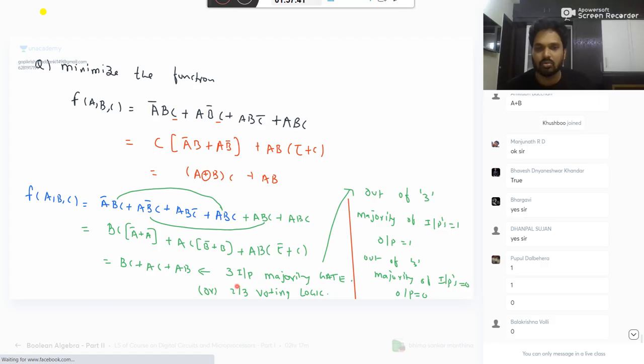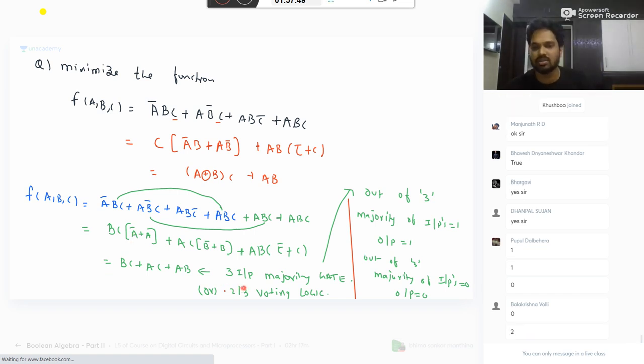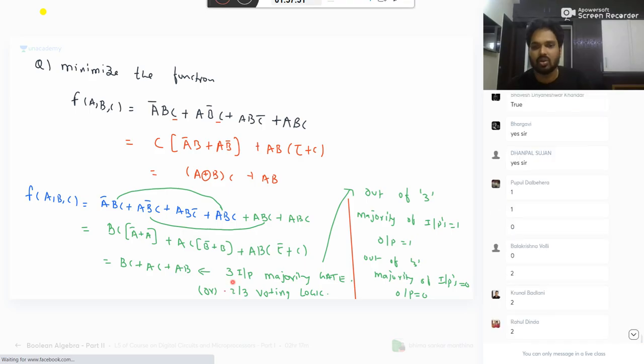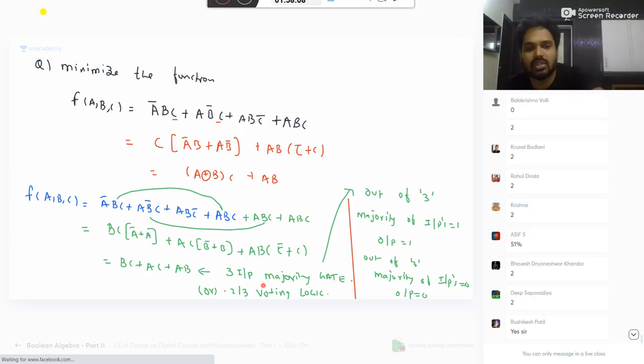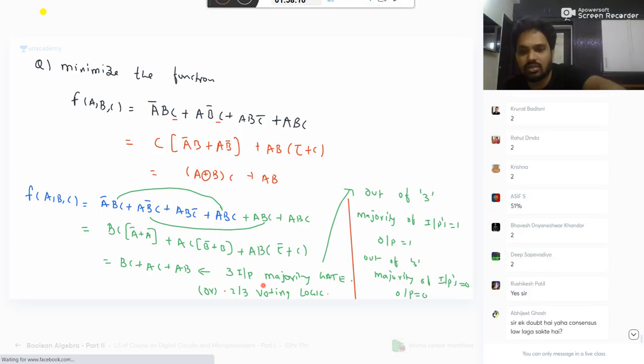Or it is also called 2 by 3 voting. You are voting. How many minimum votes should you get? Like elections, minimum you need 51%, more than 50%. Similarly here, out of the 3, how many votes do you need to get? 2 votes. Then only I will give you the output. Minimum 2, कम से कम 2 होना चाहिए. 2 by 3 का meaning. Okay, let's see one example or one use of this.